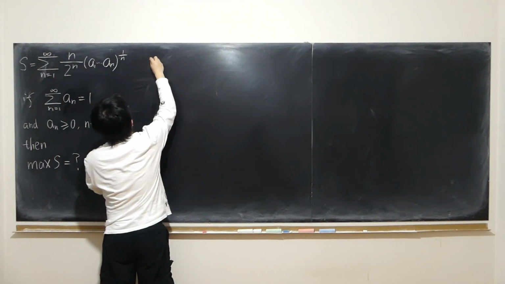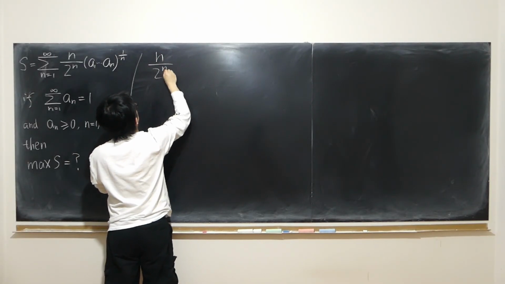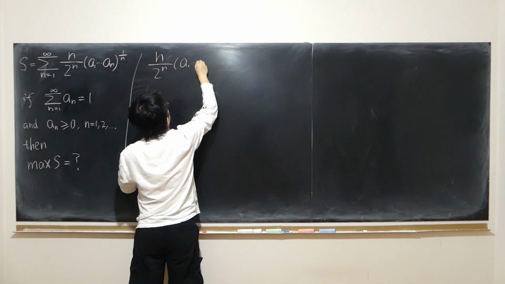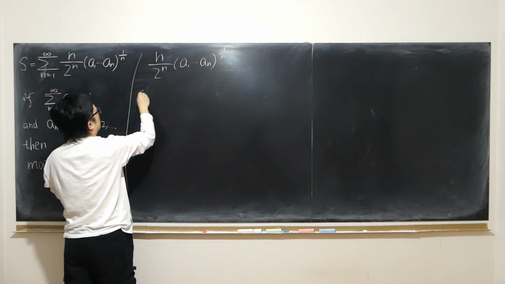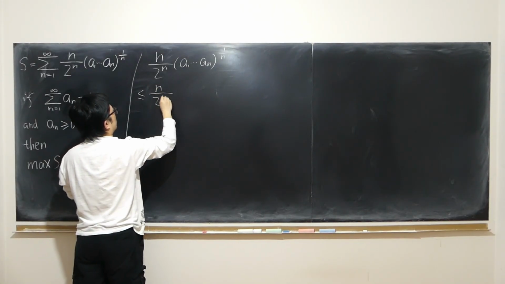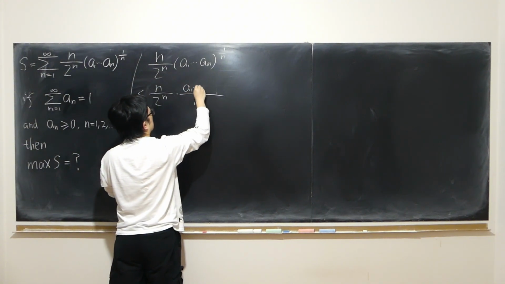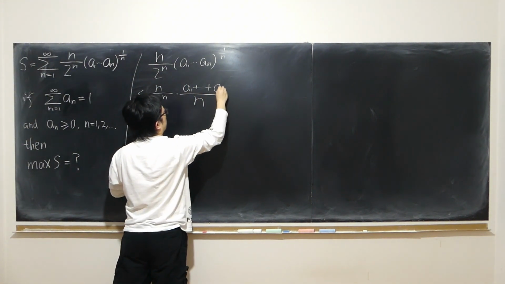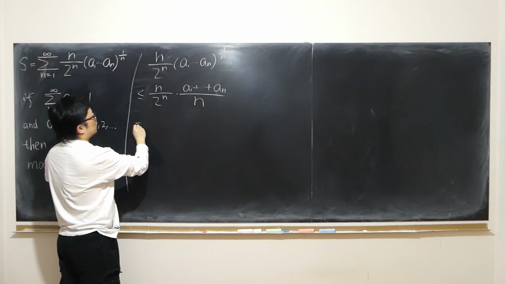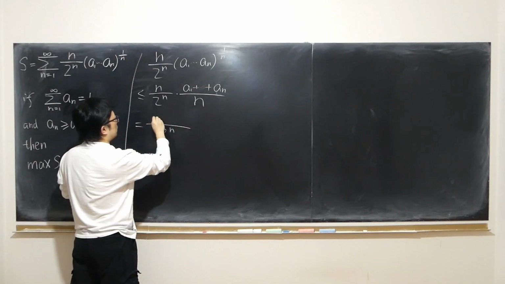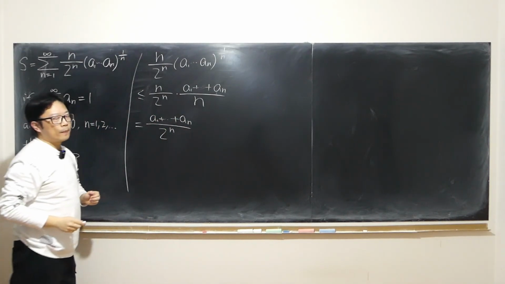Say, n over 2 to the power of n times (a1 times all the way to an) to the power of 1 over n is less than or equal to n over 2 to the power of n times the sum of a1 all the way up to an over n. And so that's equal to a1 plus all the way to an over 2 to the power of n.